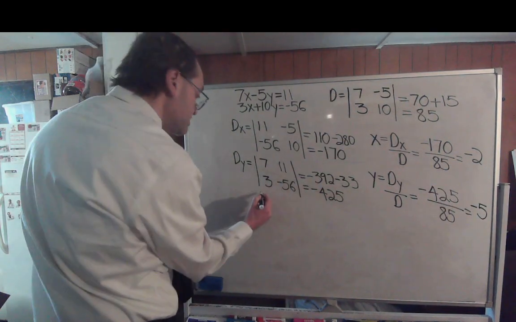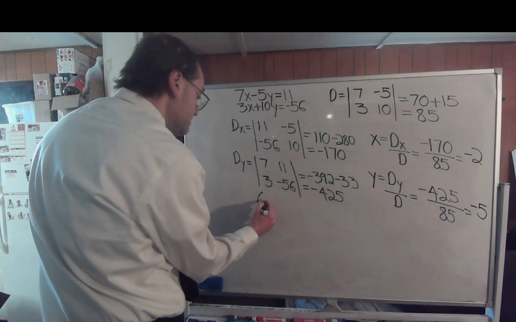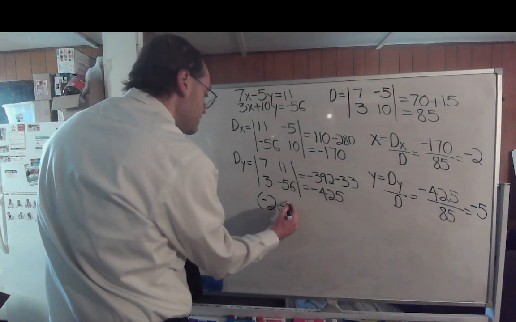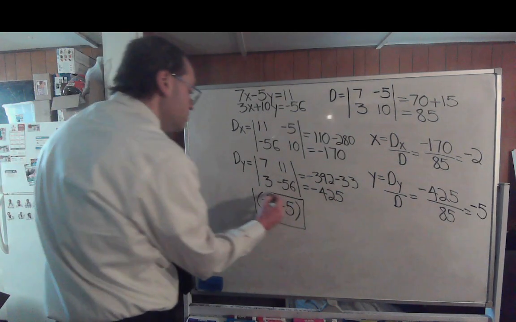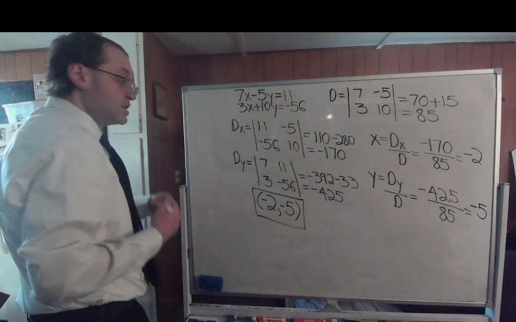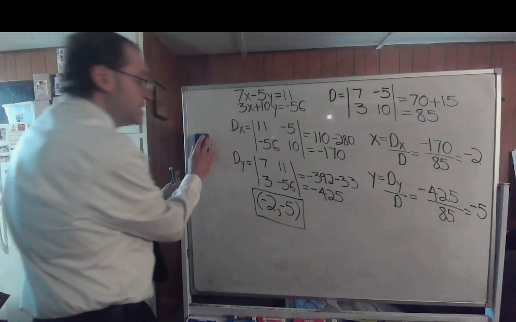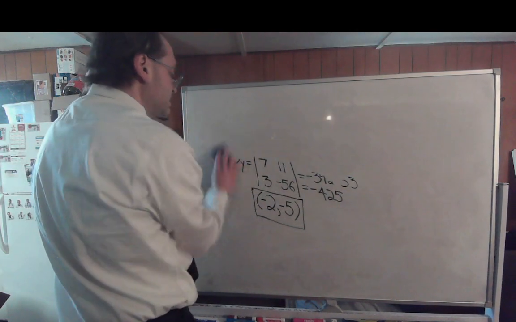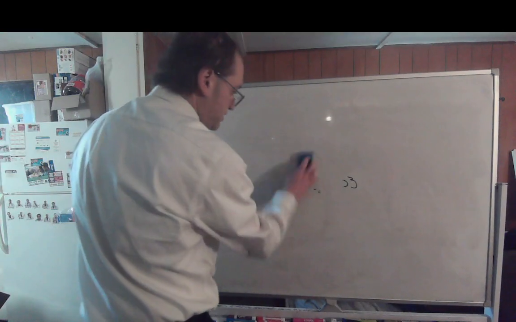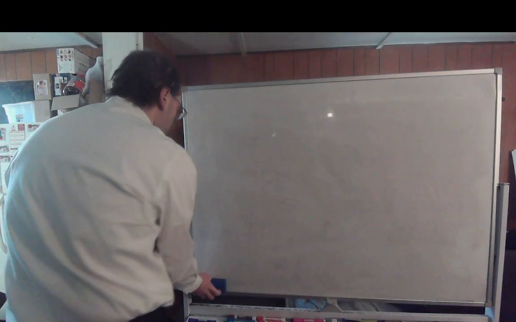So now that you know x and y, you have the ordered pair that's the solution. And the ordered pair that would be the solution to this system would be negative 2, negative 5. Alright, now when we get to 3 by 3 systems in the next lesson, Cramer's rule is still sort of nice, but it can take a little longer because then you're dealing with 3 by 3 determinants and all that. But it's the same process.